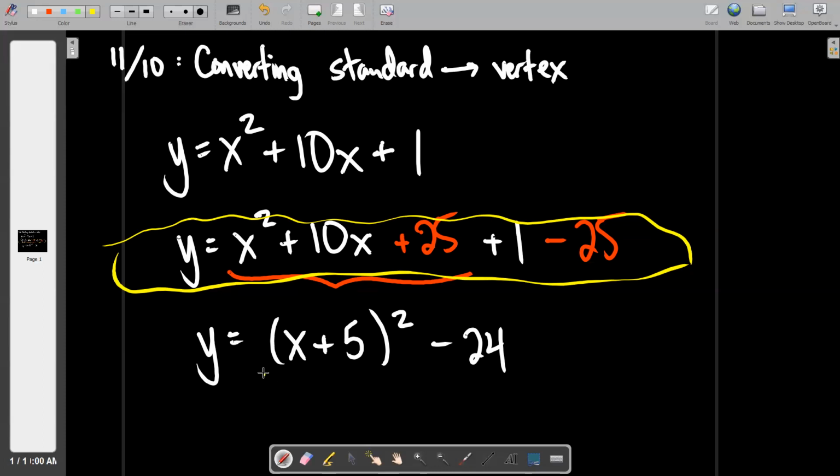Because it makes these equal 0. So the x coordinate of the vertex is what makes the square part equal 0. It's where it zeroes out, centers out. So -5 is the zeroing point for x plus 5.